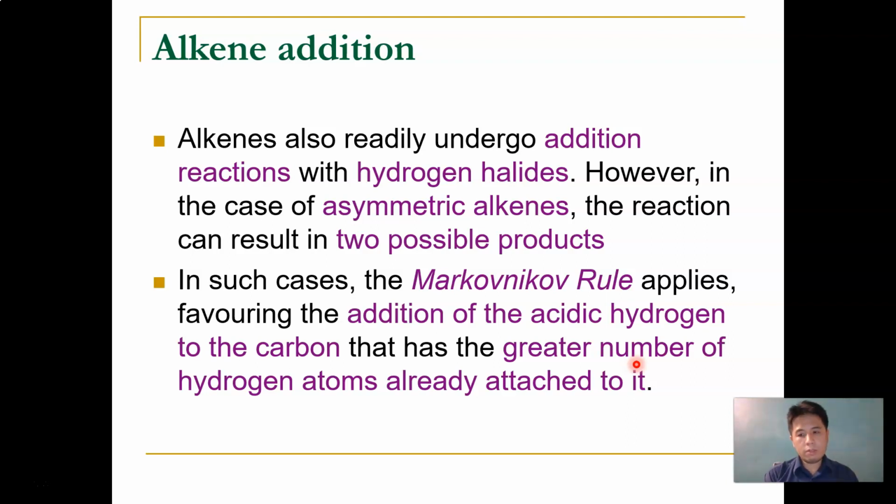Another way to describe this rule is that CH3 is more stable than CH2, more stable than CH. So when you add it to something with more hydrogen, you're more likely to get CH3. So that's why Markovnikov's rule can be stated that way as well. CH3 is more stable than CH2, more stable than CH.